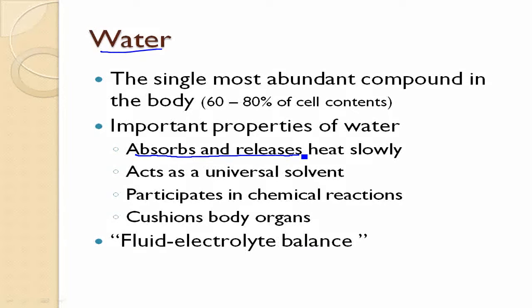A property of water is that it actually absorbs and releases heat slowly. Where this is an important concept is its ability to help stabilize our body temperature in a homeostatic range. Muscles are where our heat is generated primarily, and as our blood vessels, which blood is mostly water, run through muscles, the blood is heated up, and since it's mostly water, it holds the heat.